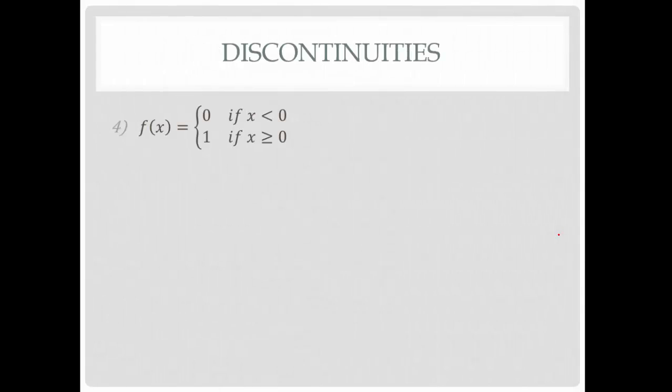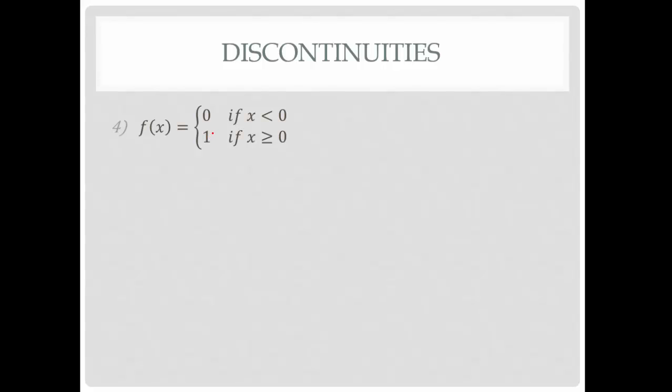Okay, let's look at one more. We're going to look at the function f of x equals 0 if x is less than 0, and 1 if x is greater than or equal to 0. This is actually what is sometimes referred to as a Heaviside function. It's a piecewise function that only returns one of two values, either a 0 or a 1.